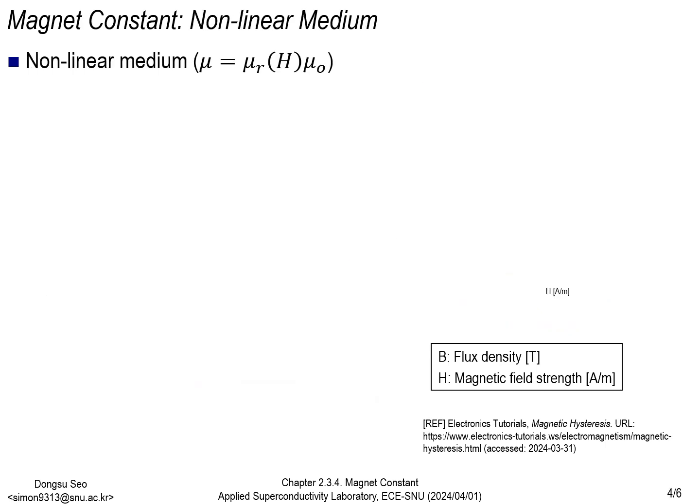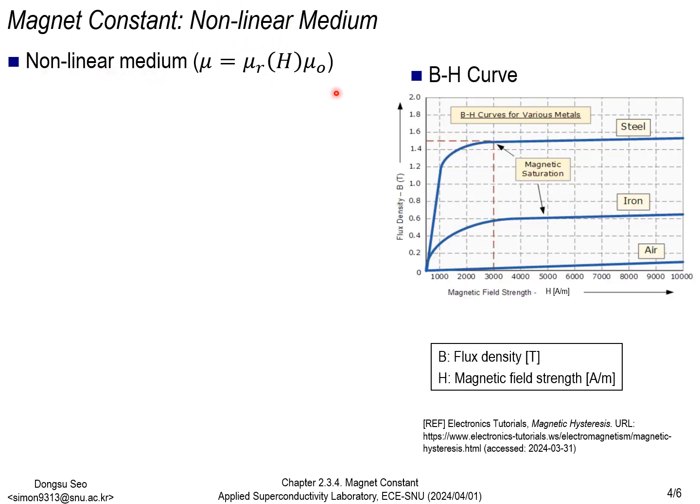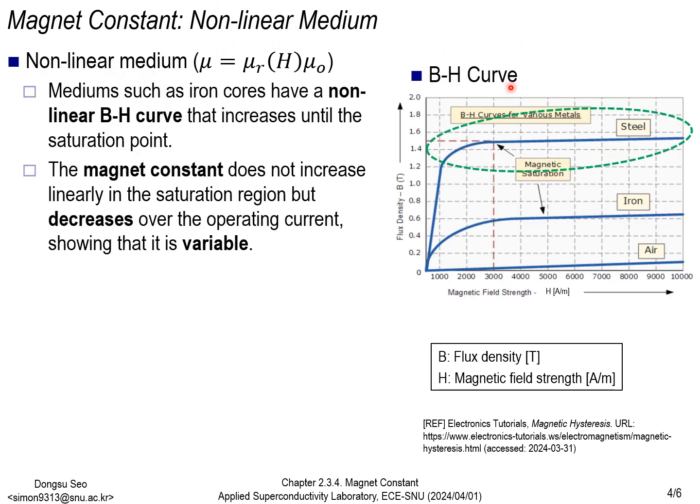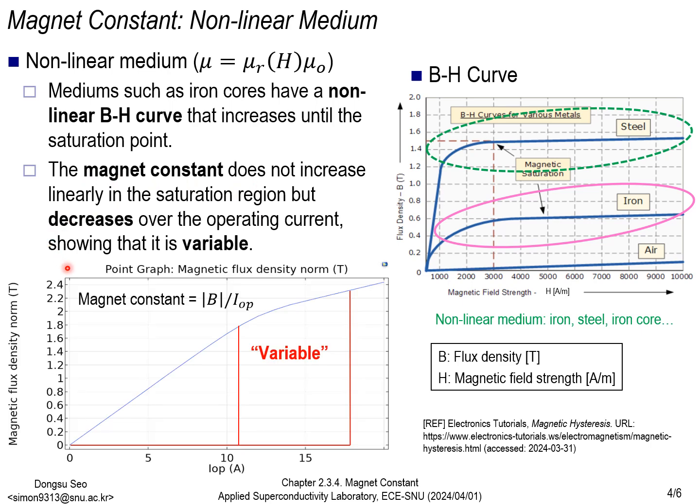On the other hand, for mediums with nonlinear permeability characteristics, such as those depicted by the dotted green circles and solid pink circles on the right, particularly when including an iron core, the magnetic field does not increase linearly in the saturation region as the operating current increases. Therefore, it can be observed that the magnet constant does not increase linearly, which is variable.